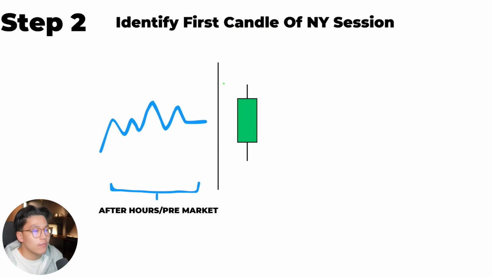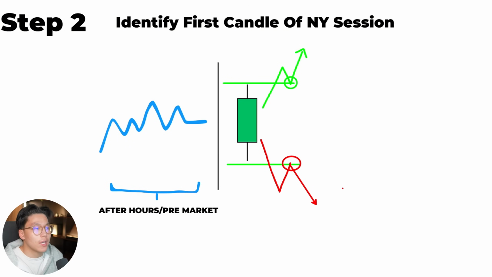So once we have the first candle marked out of New York session, what we're going to be doing is waiting for the break above, retest of your opening candle range high for continuation towards the upside. If we're bearish, we're going to be looking for the break, retest of your opening candle range low for continuations towards the downside. And now let's go on to step number 3.